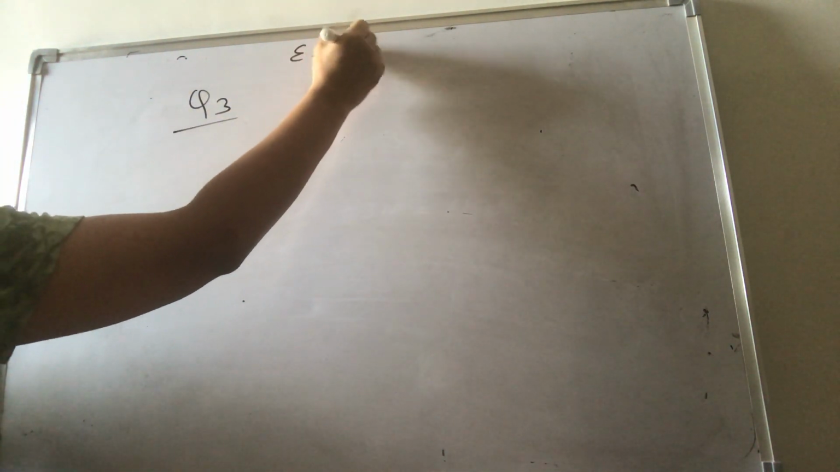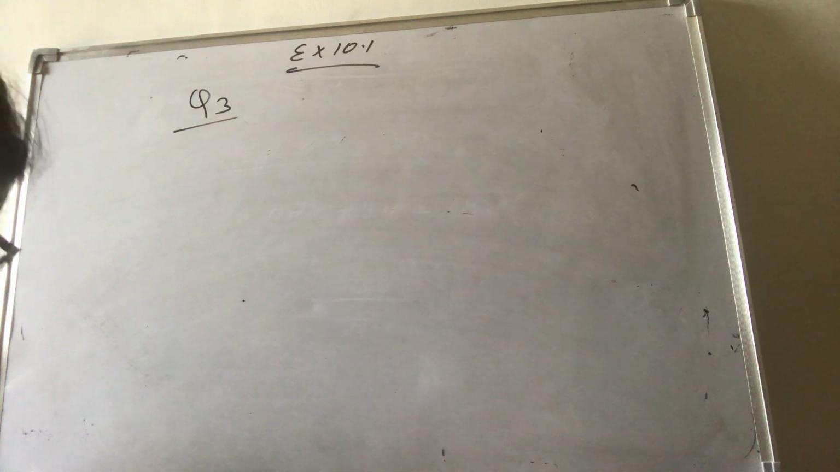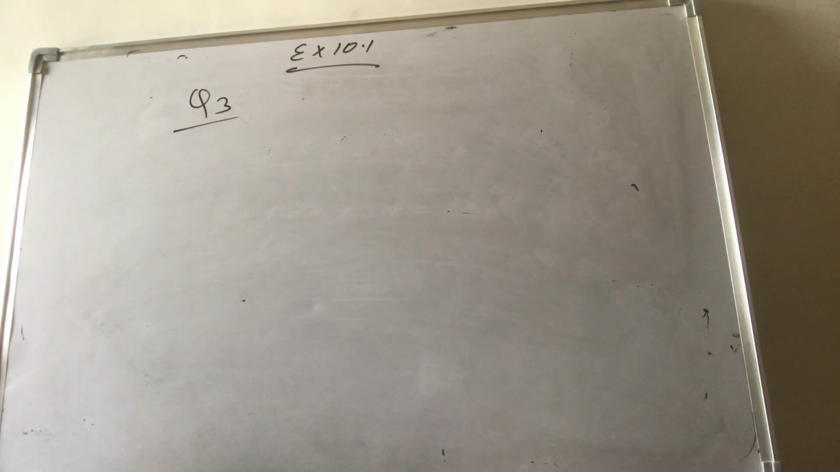Good morning everyone. Let's start with the next questions of exercise 10.1. See the question number 3, exercise 10.1. Question number 3. If the two angles of a triangle are 45 degree and 55 degree, find the third angle. And after that we have to tell what type of the triangle is it.